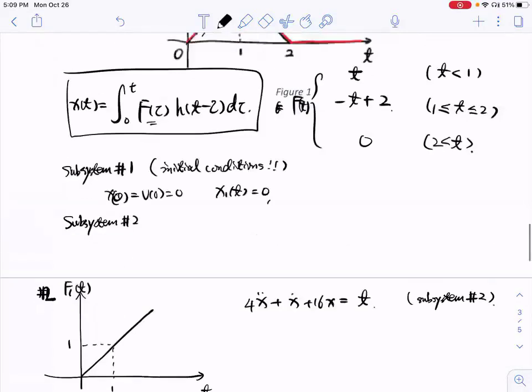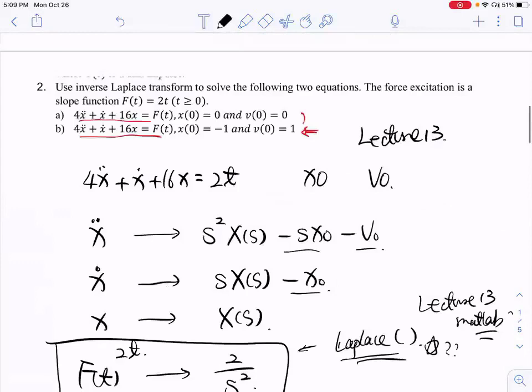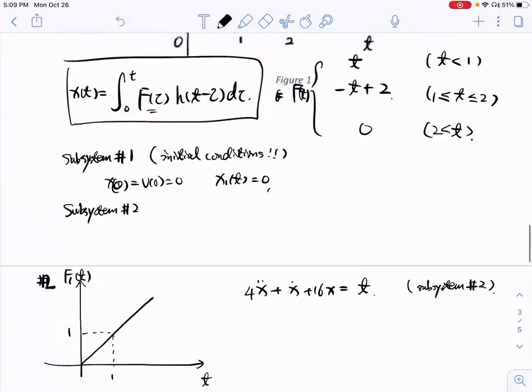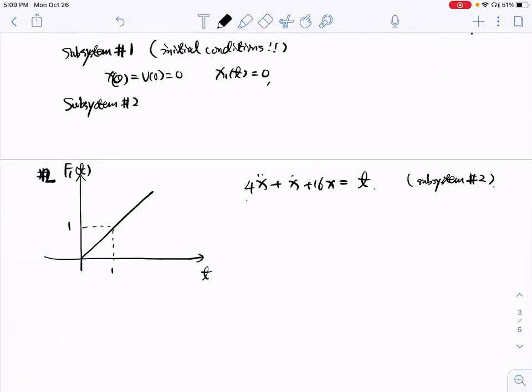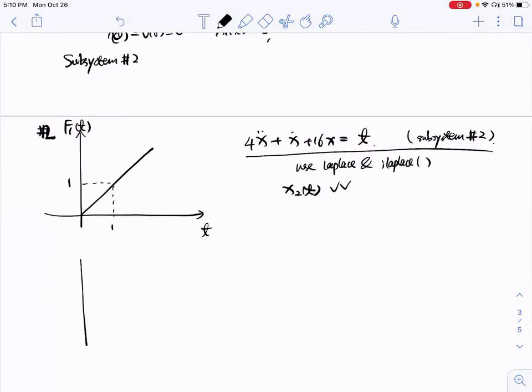We already solved this using a Laplace transform. If you remember, the only difference is the slope is not 2, it's actually 1. So you can directly solve this using Laplace transform. You can use Laplace and inverse Laplace to solve this. I'm not going to repeat this. Let's directly write it as x2(t). So you can use inverse Laplace to find that.